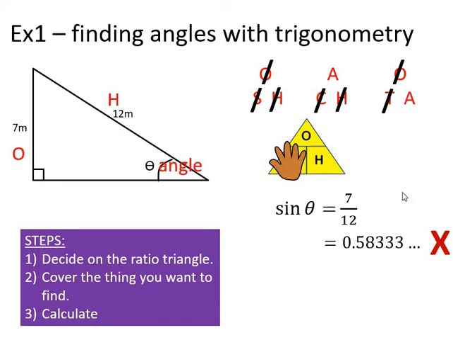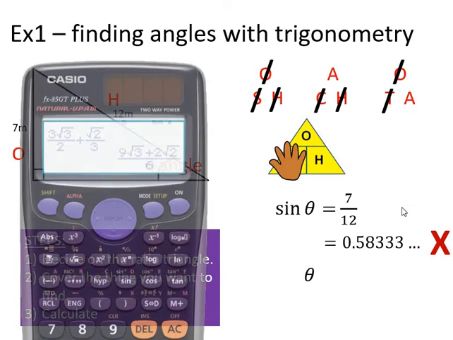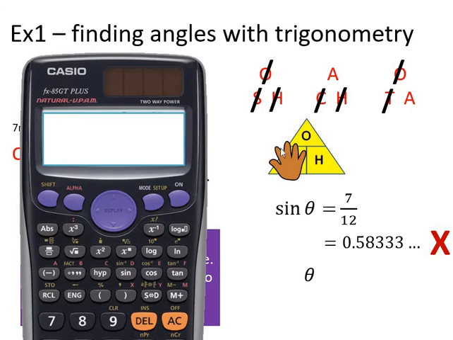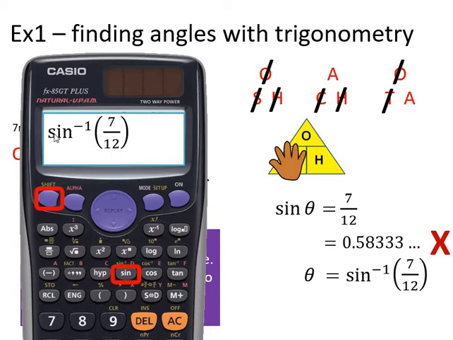Now, to get theta, the angle, by itself, we have to use a special button on our calculators. So yeah, this is not the correct answer. 7 over 12, 0.58333, is not what this angle is equal to. This is what sine theta is equal to. So to get just theta, we're going to use a special button on the calculator. So your calculator should look something like this. And you're going to press the shift button, and then you're going to press sine. And you'll see just above the sine button it says sine and then a little power to the -1. So you're going to press sine to the -1, and then you're going to type 7 over 12.